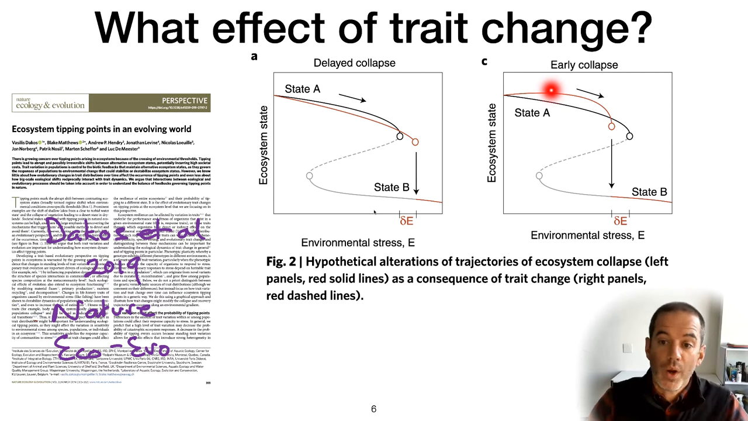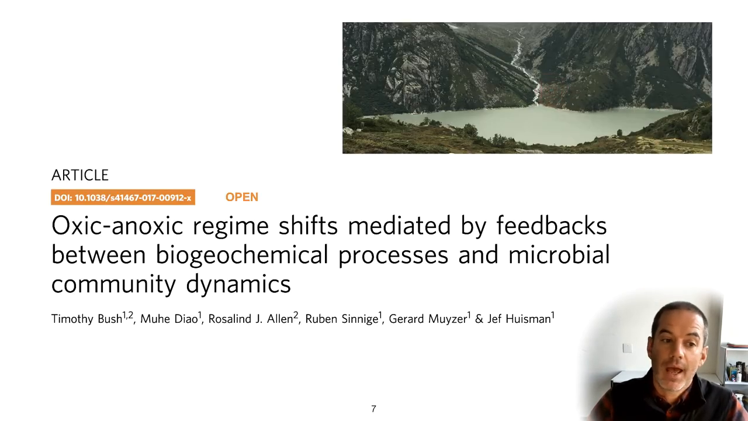The question is, well, which of these is likely to happen? And particularly in this situation that we're going to look at, a lake ecosystem, and the oxic and anoxic zones and microbial communities that are associated with those oxic and anoxic zones.